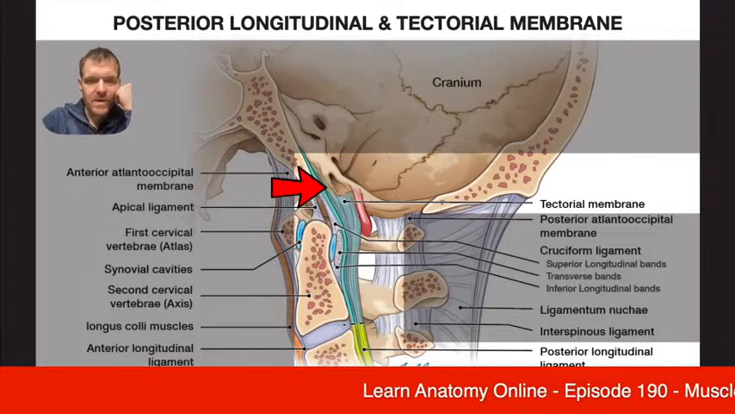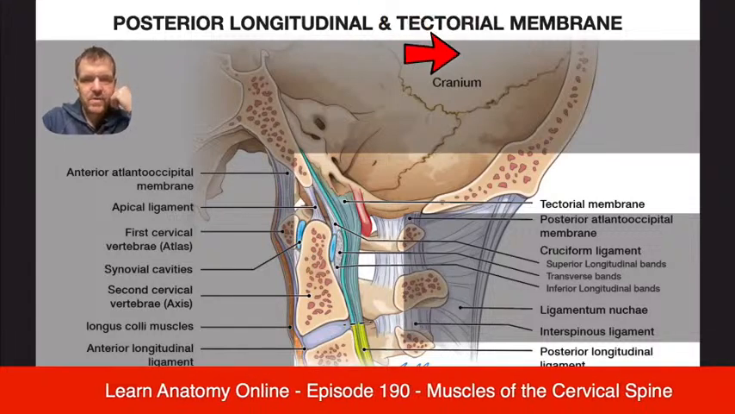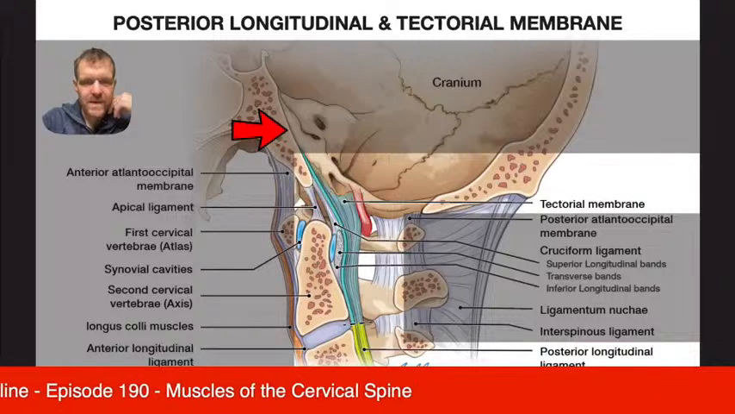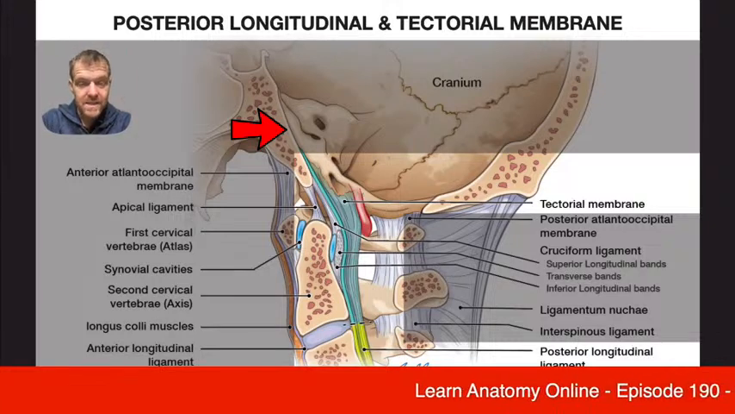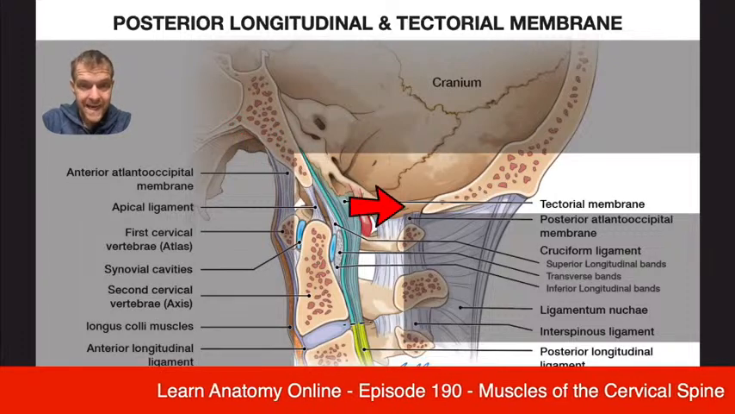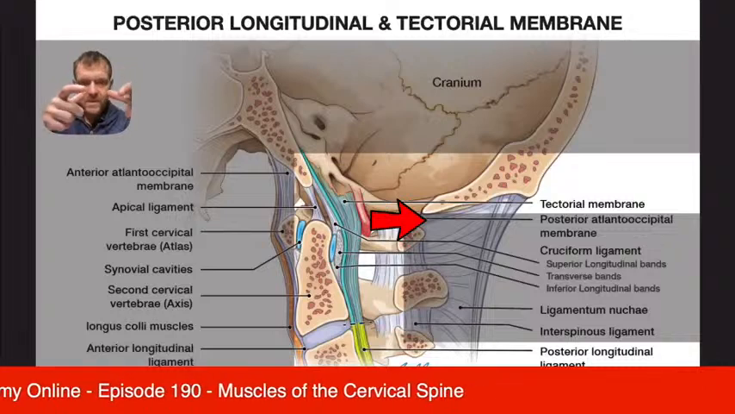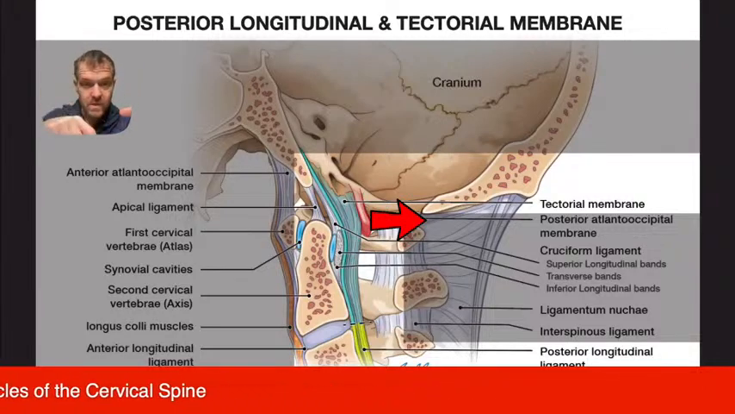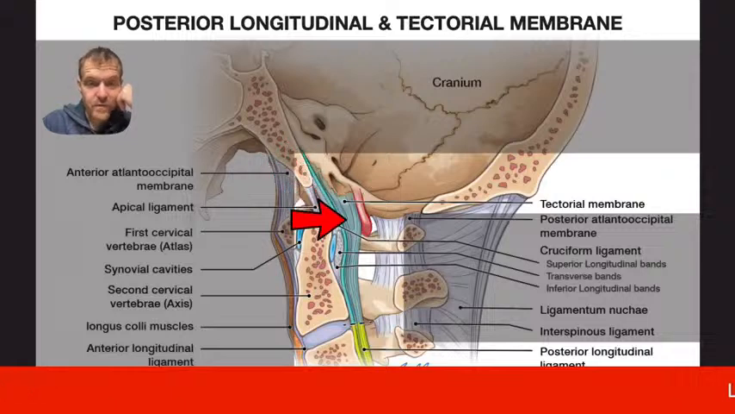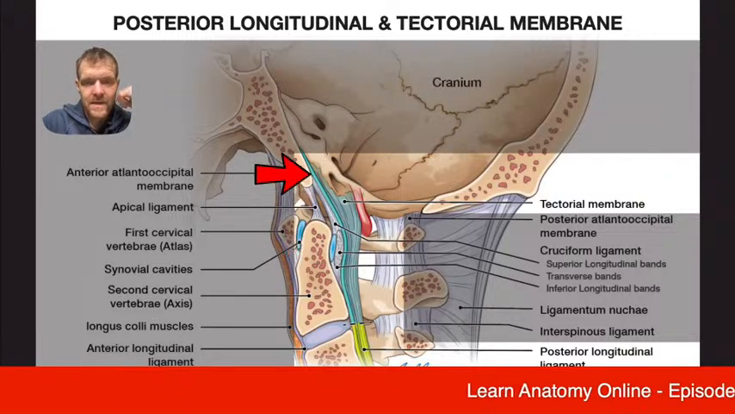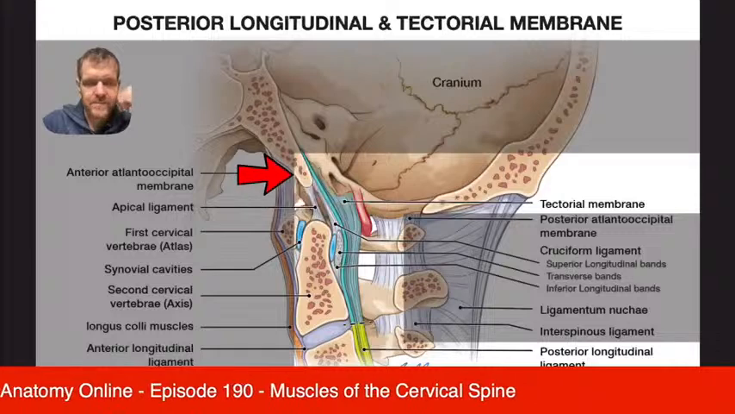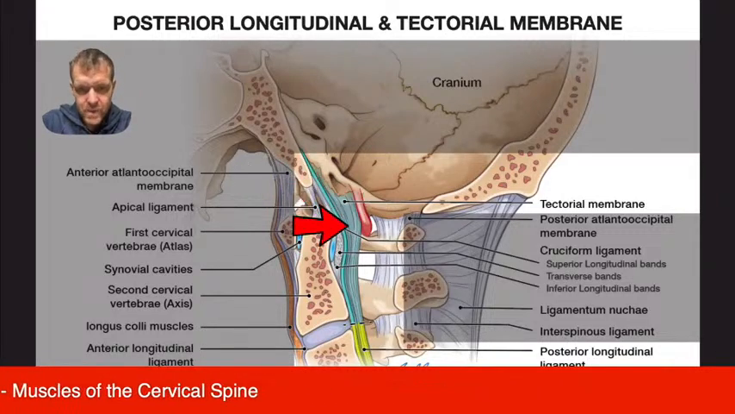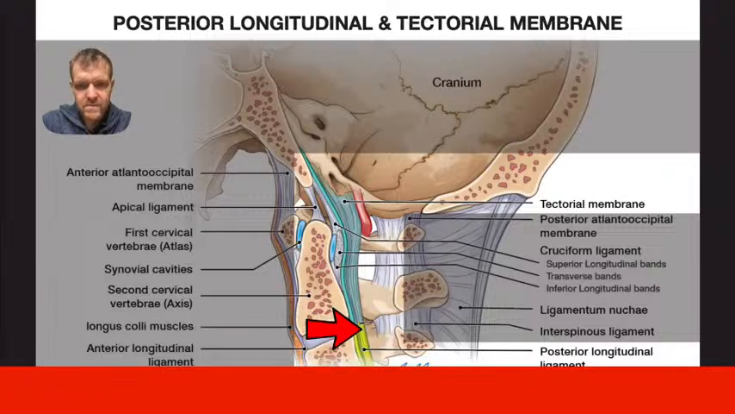So we've got the posterior longitudinal ligament and the tectorial membrane. The tectorial membrane is one of the inner coverings of the brain, and wraps on the inside of the skull, and then comes out through the foramen magnum, which basically means big hole at the base of the skull, and that's where your spinal cord comes through. And at the front of the foramen magnum, you've got this tectorial membrane that envelops everything around the skull, but it merges into the posterior longitudinal ligament, which is just here.